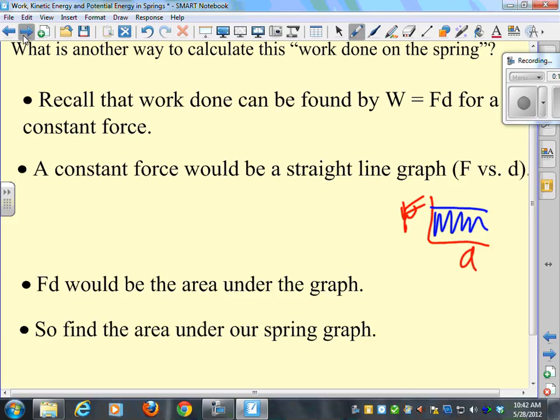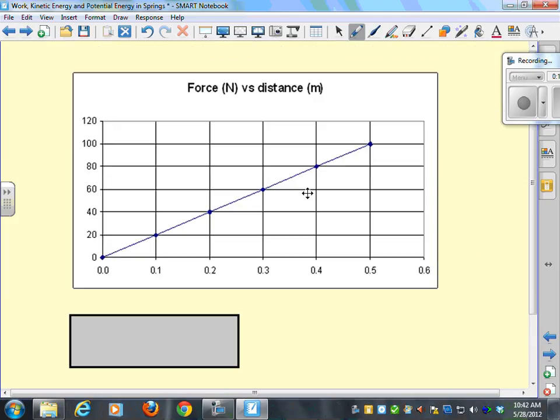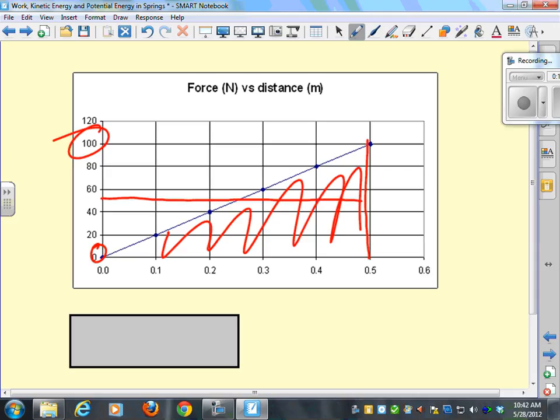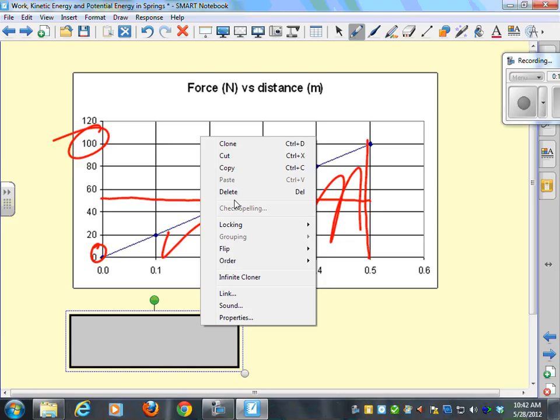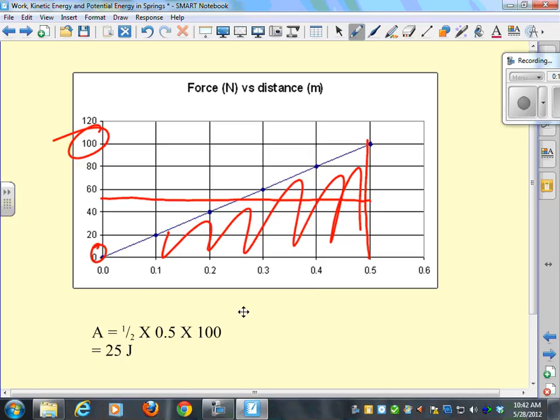So if I were to go back to that graph, I'm going to find the area of that triangle. The area of a triangle is half the base times the height. The base is from 0 to 0.5. When I say half the base times the height, could it also be half the height times the base? Base times height divided by 2. My height is from 0 to 100. What's the height divided by 2 going to be? It's going to be 50. It's the average, right? The whole thing all sort of fits together. It's 1/2 the base times the height, also 25 joules.